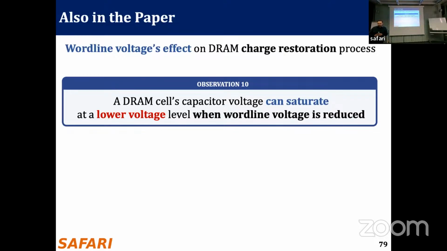Okay. So we also looked at the wordline voltage effect on the DRAM charge restoration process. That's your question. So we observed that when we reduce wordline voltage, the capacitor voltage can actually saturate at a lower voltage level than it saturates when the wordline voltage is nominal. And this is because the gate to source voltage difference in the access transistor is lower.